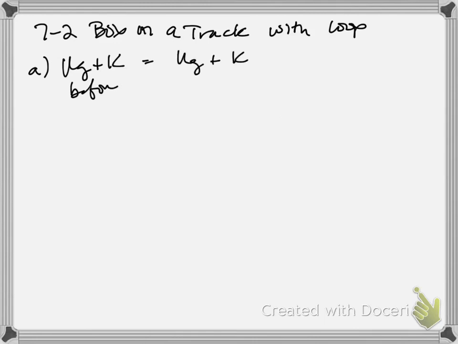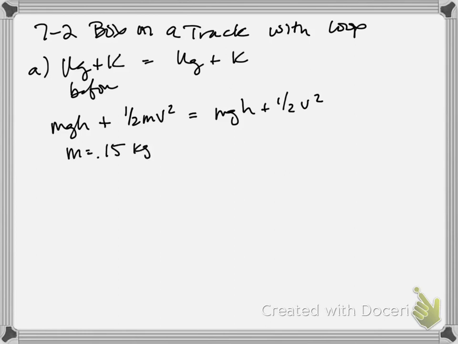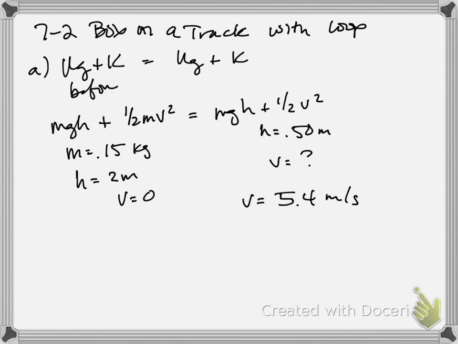And so we get mgh plus 1/2 mv squared at the top equals mgh plus 1/2 mv squared at the bottom. Our mass is equal to this everywhere. Our original height is equal to 2 meters. The original speed is equal to 0. When it launches, the height is equal to 0.5 meters, and the v is what we're searching for. So a little bit of algebra gets us a velocity of 5.4 meters per second. 1 point for a correct conservation of energy equation, 1 point for the correct answer.